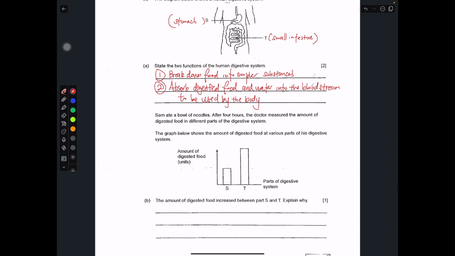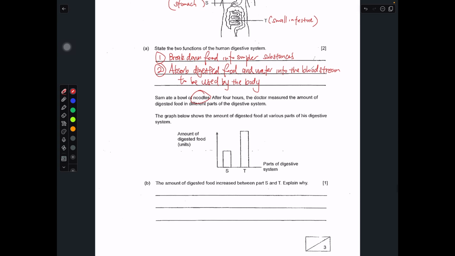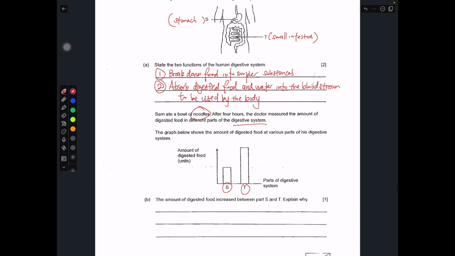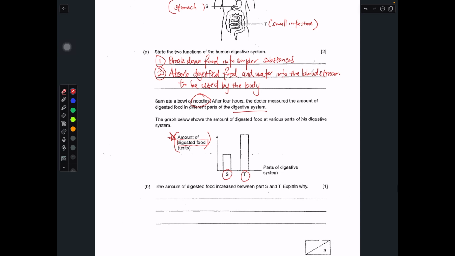Sam ate a bowl of noodles. After 4 hours, the doctor measured the amount of digested food in different parts of the digestive system. So S being the stomach, T is the small intestine. Do recall that. So the graph shows the amount of digested food at various parts. So this is the amount of digested food, not undigested. So it is within the organ itself. You have to be very clear on what they are measuring, or what the axis is about. Is it digested or undigested? Parts of the digestive system, basically this part is the organ.